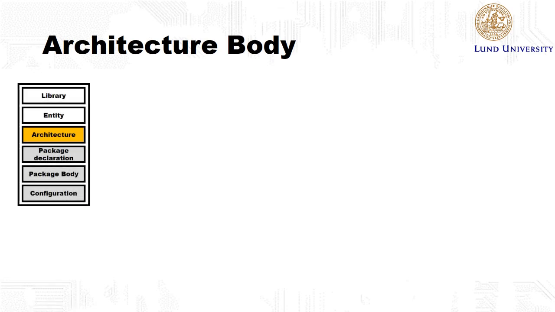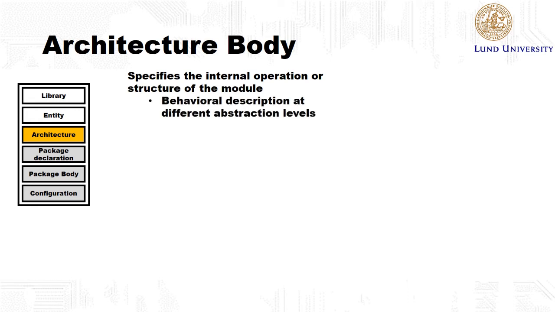In the architecture part of a VHDL source file, we describe the internal operation of the circuit. And this can be done in two different ways. We can describe the behavior of the signal, that is how signal values are generated. Or we can use subcomponents and then specify how these components should be connected together. Or we can do a mix of these two.